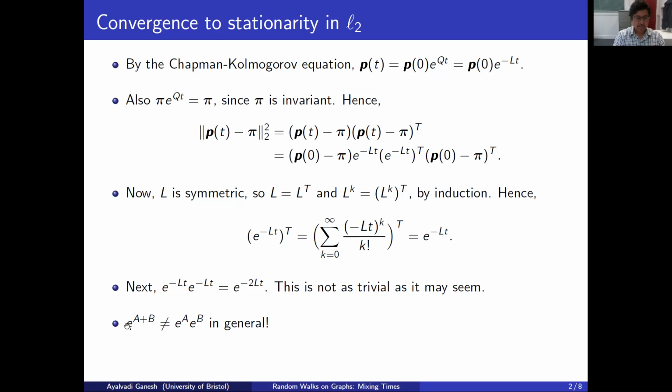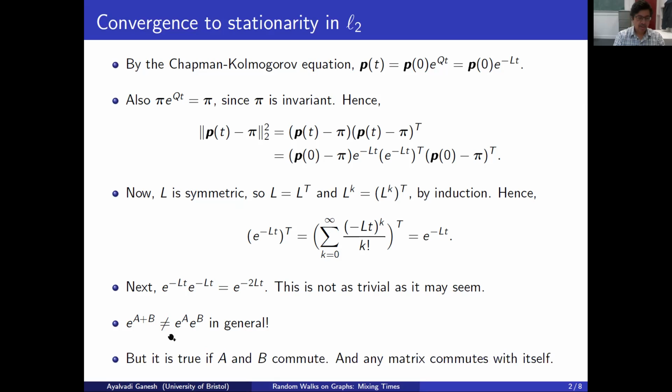But there are conditions under which these two things are the same, and they are the same if the matrices A and B commute, so if A times B is the same as B times A. Obviously, any matrix commutes with itself. Here A and B are both the same matrix, Lt, and so this claim is true.